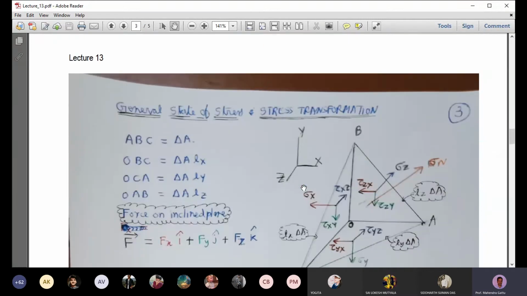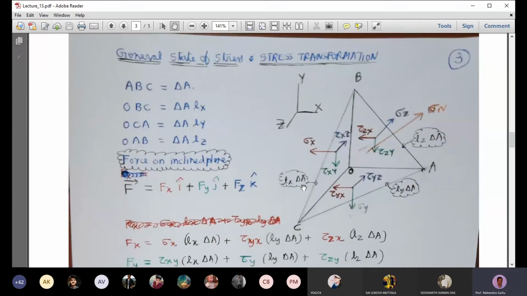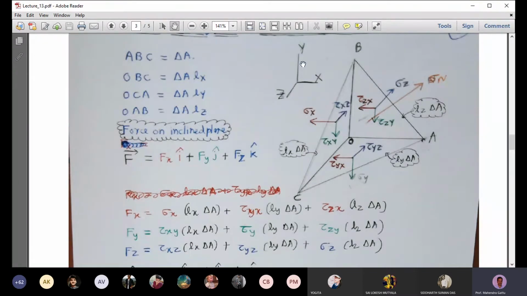So here what we have is we are analyzing the stress element in 3D, for a 3-dimensional scenario. So once we have a 3-dimensional scenario, let's say that we have the coordinate axes x, y, and z. So we have a stress wedge being shown, and this stress wedge has 4 planes. So we have plane OAB, plane OBC, and plane OCA. So plane OCA is parallel to XZ plane. Plane OAB is parallel to XY plane, and plane OBC is parallel to YZ plane.